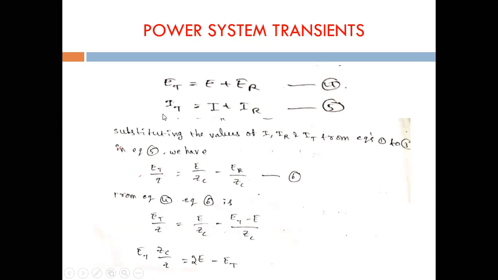Similarly, we write down the current equation. IT is the refracted current, and it is equal to the incident current plus the reflected current. It is the algebraic sum of the incident and the reflected currents.